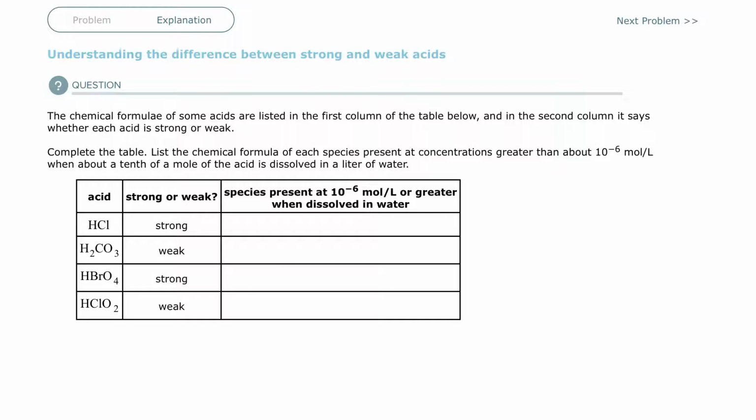Okay, so let's look at this first one. First one, HCl. They gave it to you. You should memorize these 7, but they went ahead and gave it to you. If it's not one of the 7, it's a weak acid. If it is one of the 7, it's a strong acid. So they went ahead and said HCl is strong. Instantly in your mind, you say strong.